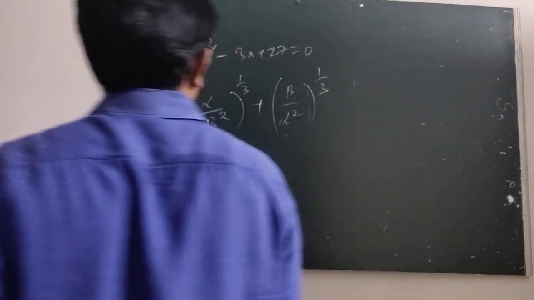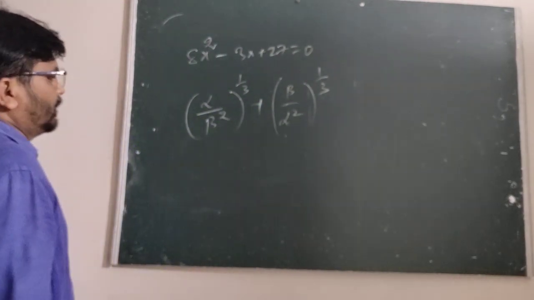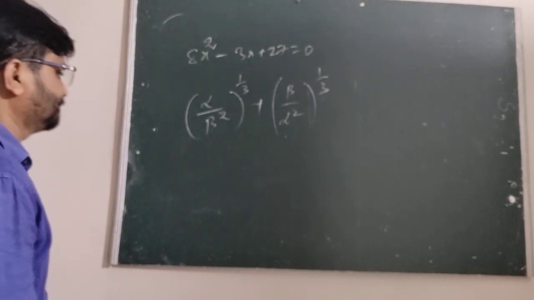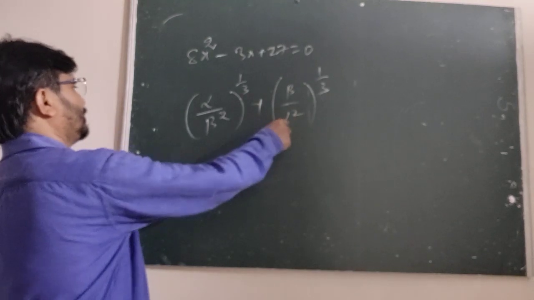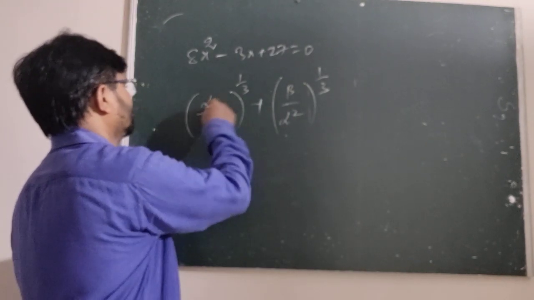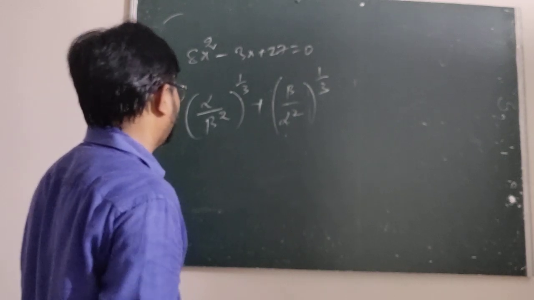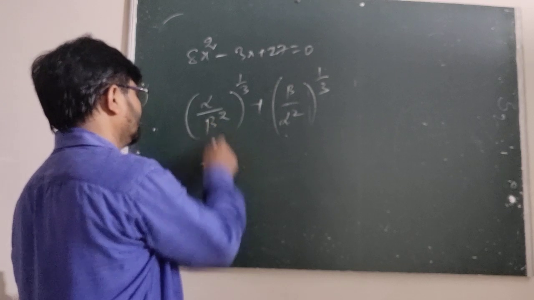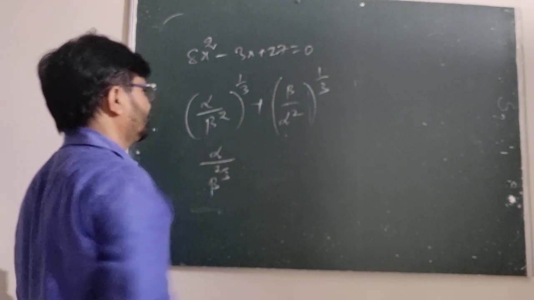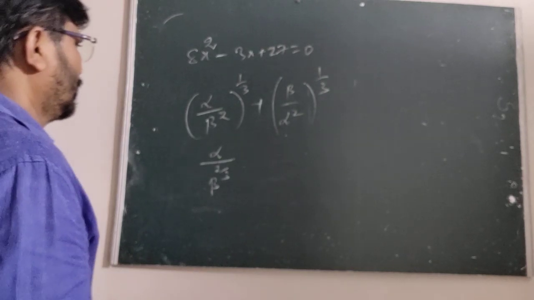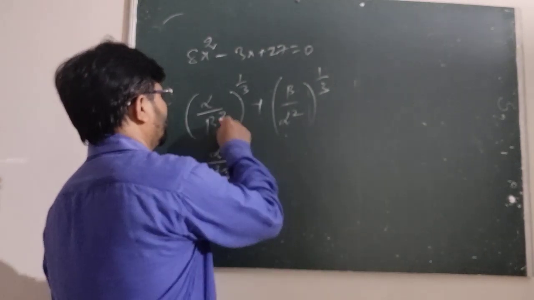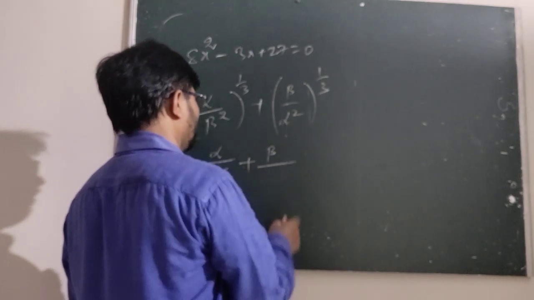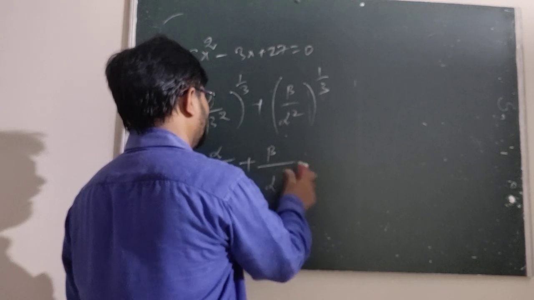Now here we observe the whole power 1 by 3 belongs to both numerator and denominator. So alpha square into alpha, that is alpha cube, whole power 1 by 3, the cube cancels, giving alpha by beta power 2 by 3. Similarly, beta square into beta is beta cube, so this is beta by alpha power 2 by 3.